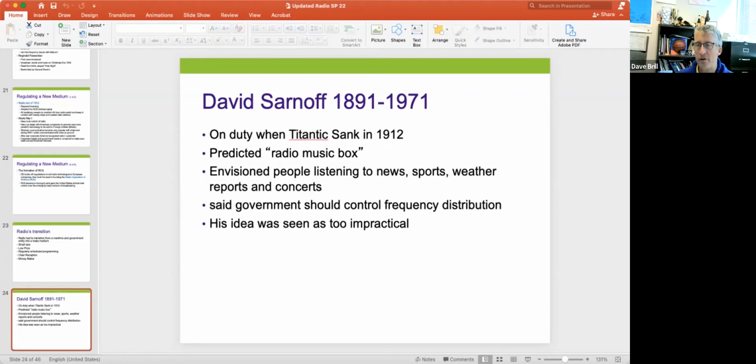He said government should control frequency distribution. He was right about that too, because eventually we get AM and then FM. I'll explain all this coming up. But interestingly enough, a lot of people thought his idea, although visionary, was too impractical. They didn't see how it could happen.